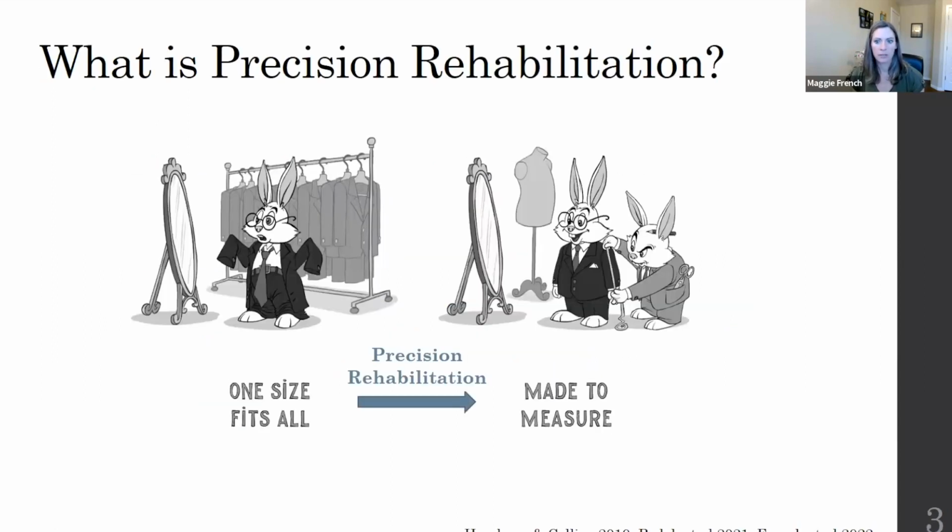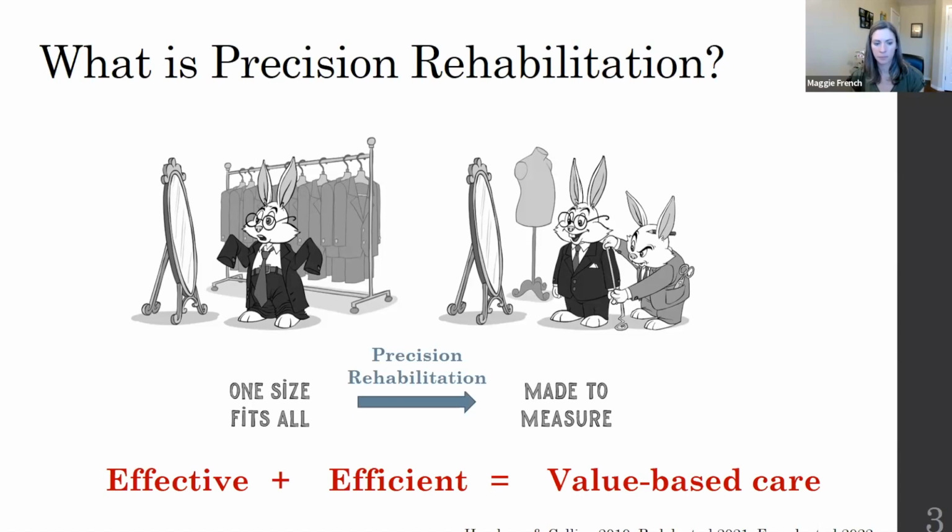So I'm particularly interested in how we can move neurorehabilitation towards precision rehabilitation. Precision rehabilitation is this idea that if we understand patient variability, we can move away from this one-size-fits-all approach and move to a more tailored, made-to-measure approach where we're providing more targeted care so that the right patient receives the right care at the right time. And the outcome of this is more effective care, meaning we get better patient outcomes, but it's also a healthcare system that's more efficient. So together, precision rehabilitation really moves us towards value-based care.